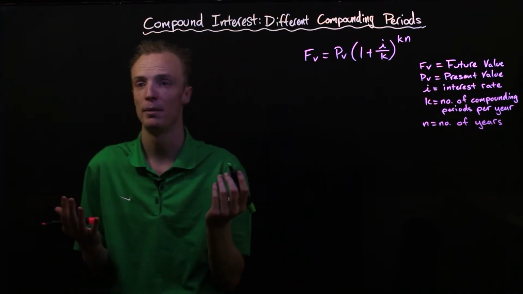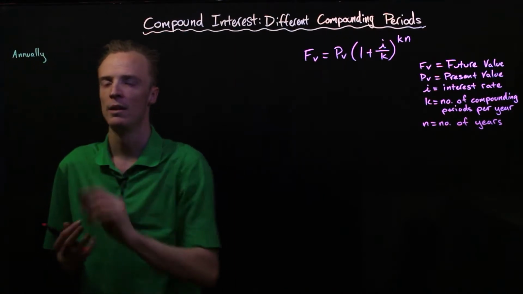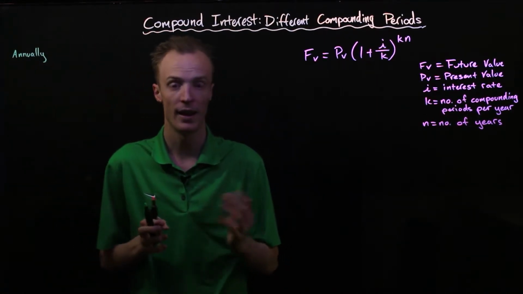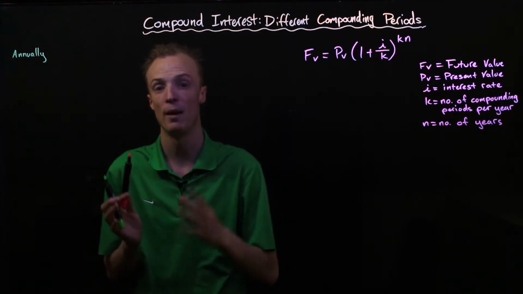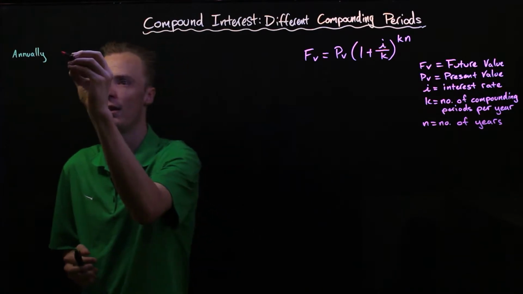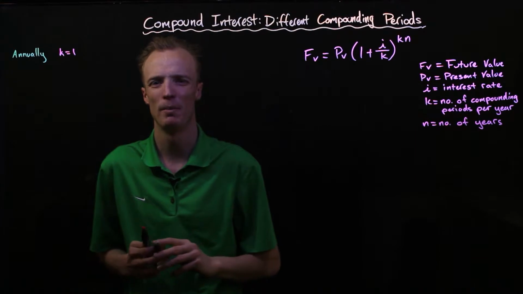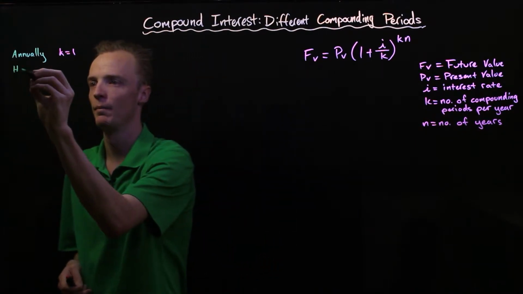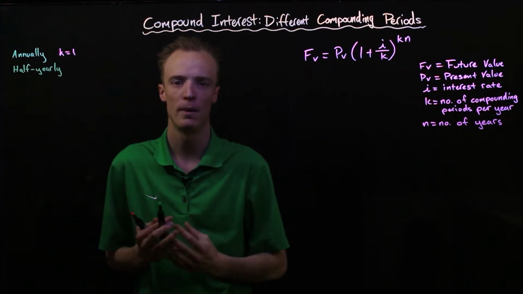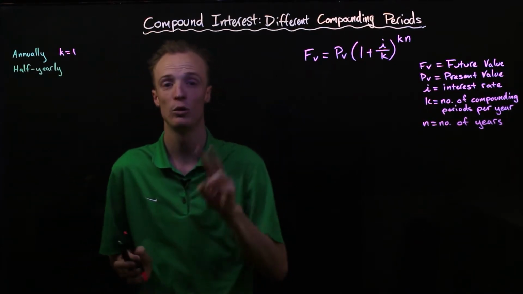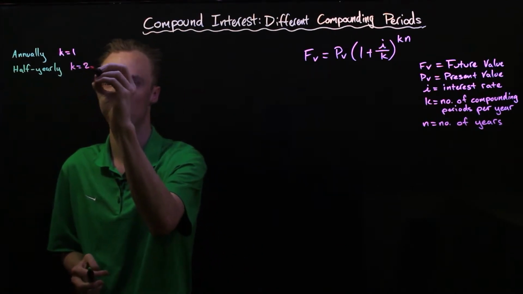Obviously, the first compounding period that we can have is annually. Now, if we're representing our K value for a compounding period annually, it means that the interest is going to compound once per year. So our K will be equal to 1. The next common compounding period is half yearly, which means the interest is going to compound once every half a year or twice per year. So our K value will be equal to 2.